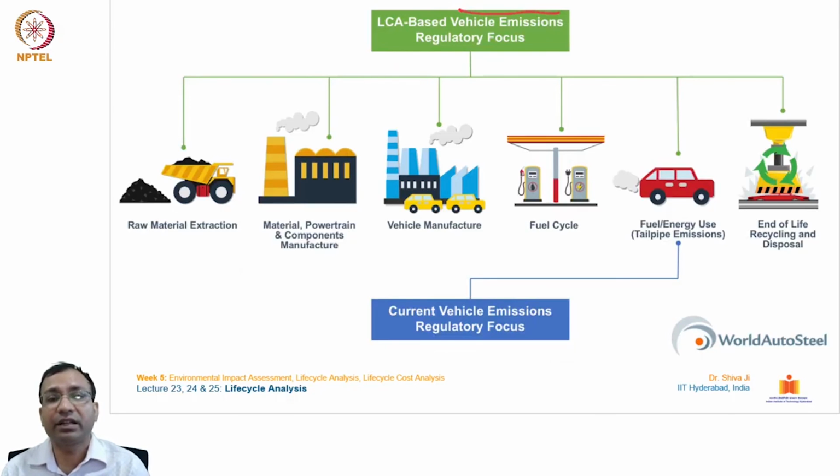How does a vehicle fare on the LCA parameter? If you see the LCA based vehicle emissions regulatory focus, it goes for raw material extraction, then the material, powertrain and components manufacturing of that vehicle. Then the final vehicle is manufactured, because any vehicle manufacturing company is likely not producing all components or all parts of that automobile, and they may be taking help of several other sub manufacturers and subcontractors who supply the components and parts of that automobile.